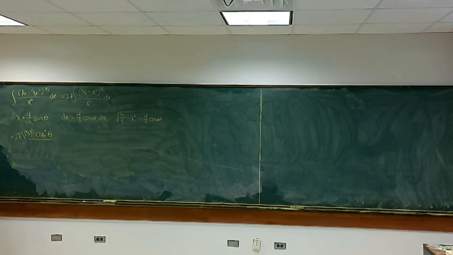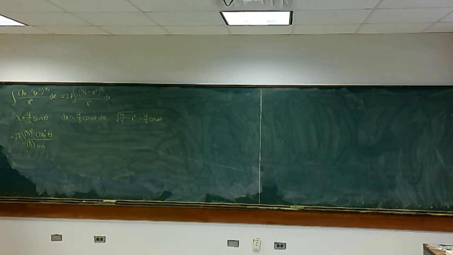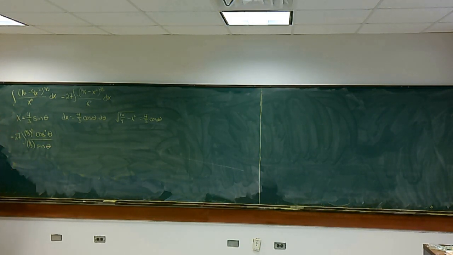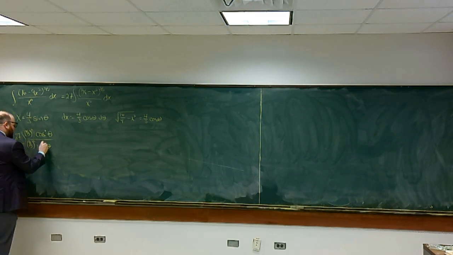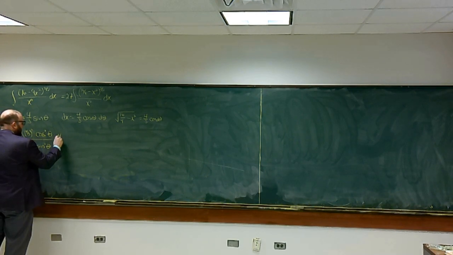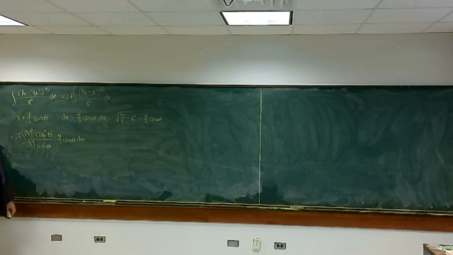What's the denominator become? 4/3 sine theta raised to, should be the 6th power. Which power? Is it the 6th? Just the 6. Okay. And then dx is just 4/3 cosine theta.